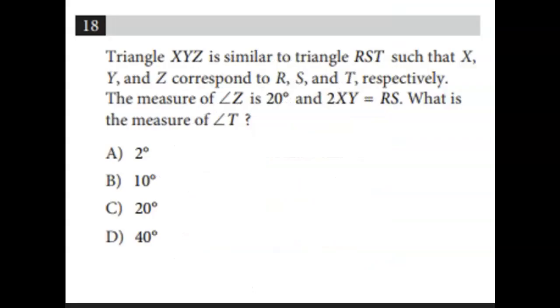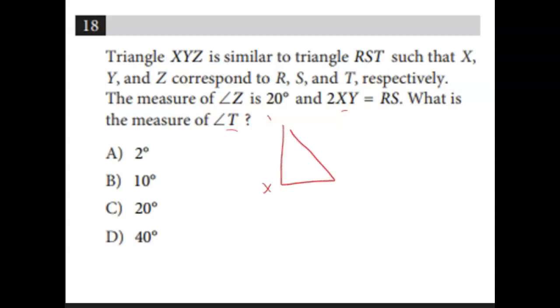All right, number 18. Triangle XYZ is similar to RST such that XYZ correspond to RST respectively. The measure of angle Z is 20 and 2XY equals RS. What is the measure of angle T? Perfect. Well, let's draw it out.